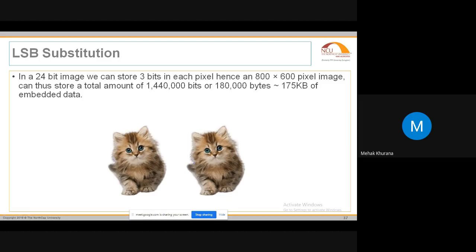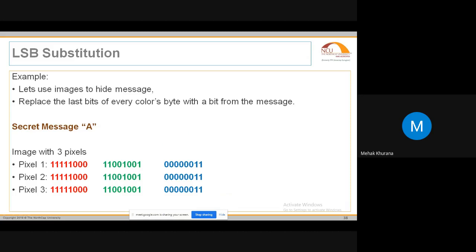Now on the left hand side and the right hand side, these are two different images. The left one is the cover image, and the last one is your stego image, which is the final image. There are differences, and I can see them because I know what the actual image was and what changes have been made, but a normal user will not be able to identify the difference between the images. Next, sir, please.